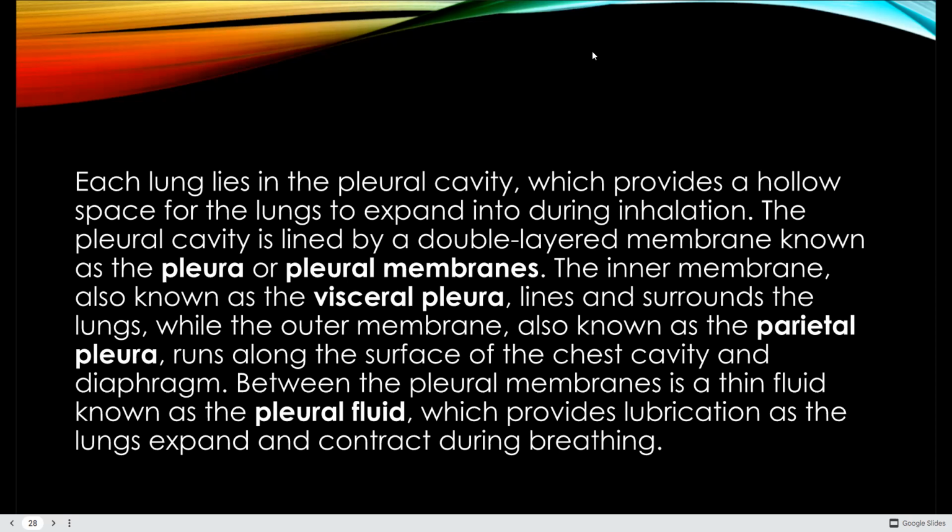Remember that your lung is a hollow organ. If you are going to dissect lungs, if you are going to see the actual lungs, you can see that it looks like a hollow plastic. You cannot preserve that one because it will just shrink. That's how hollow the lungs are. The inner membrane, also known as visceral pleura, lines and surrounds the lungs, while the outer membrane, known as parietal pleura, runs along the surface of the chest cavity and diaphragm.